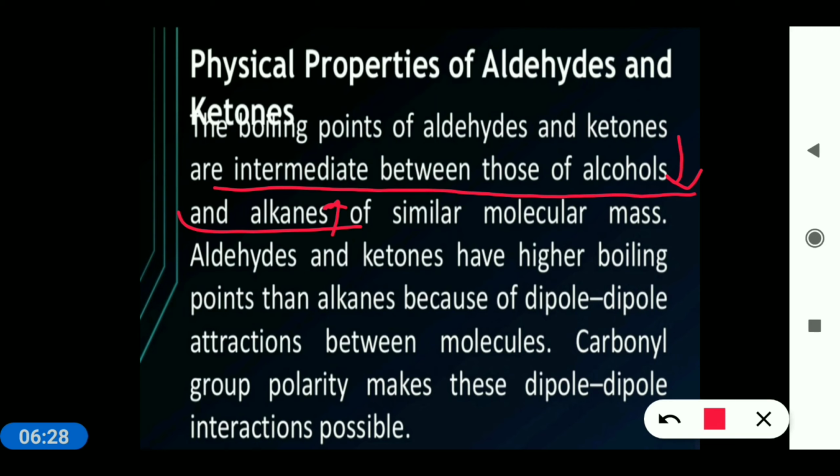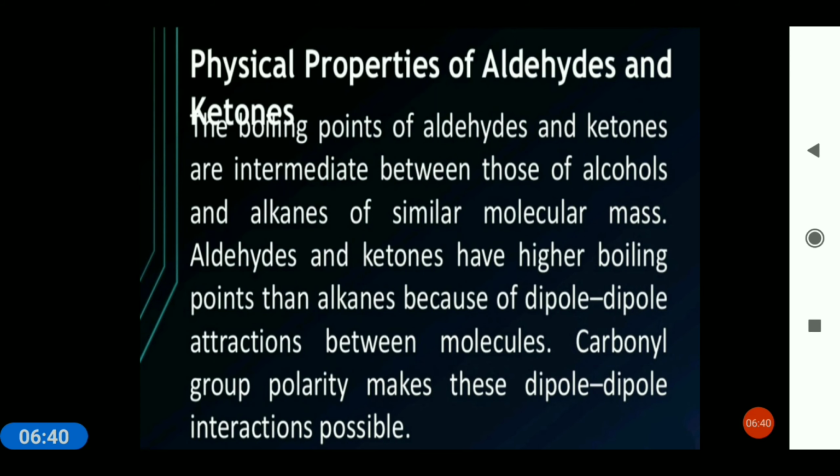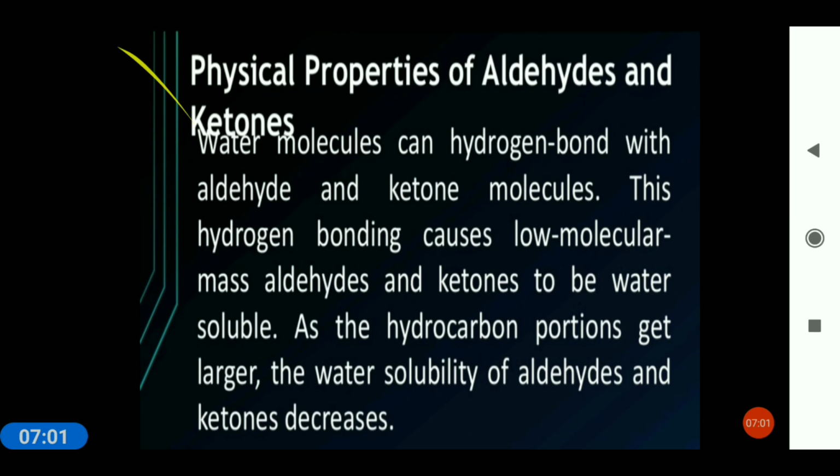Aldehydes and ketones have higher boiling points than alkanes because of dipole-dipole attraction between the molecules. Carbonyl group polarity makes these dipole-dipole interactions possible. So these are the reasonings. Aldehydes and ketones have lower boiling points than the corresponding alcohols because no hydrogen bonding occurs as it does with the alcohols. So in the case of alcohols, hydrogen bonding is there, so their boiling points are higher.